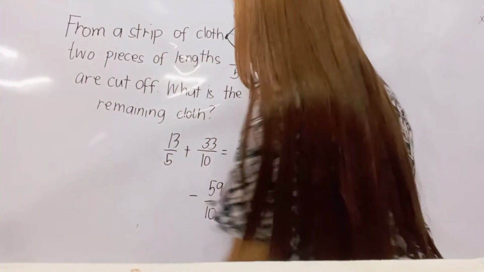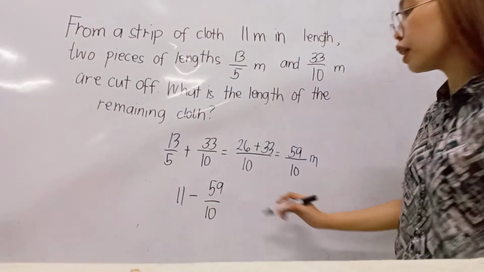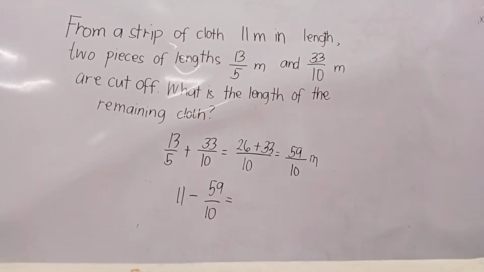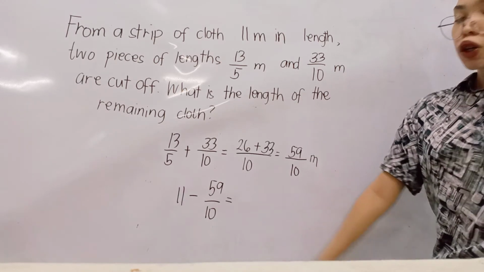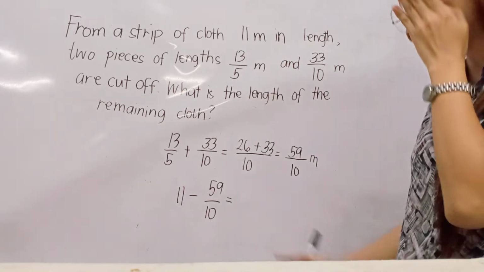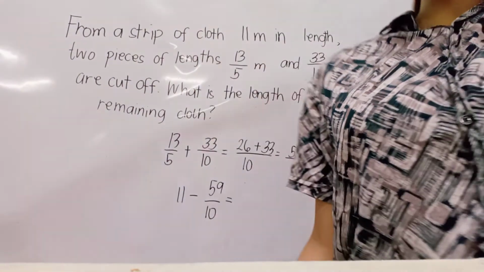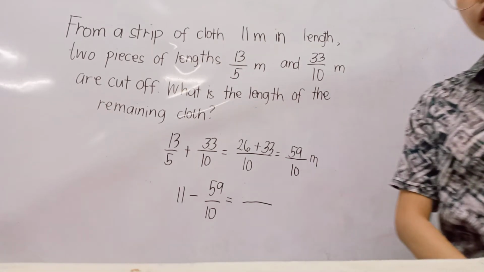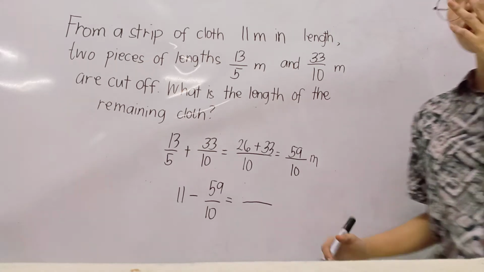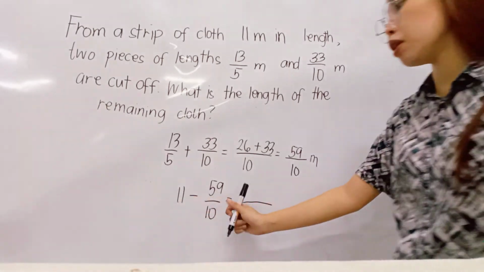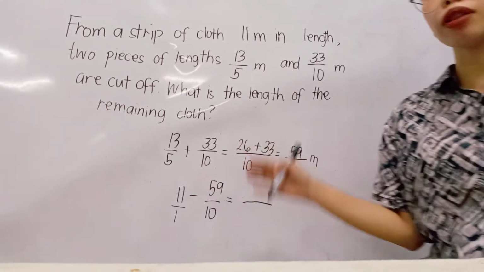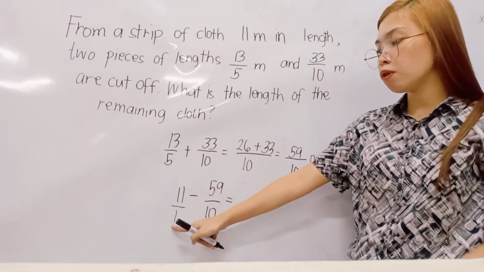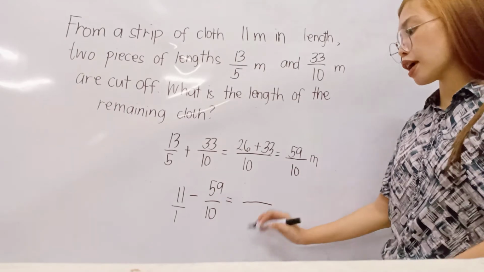Nabalik ko na yung meters. So 11 minus 59 over 10. Okay, so what are we going to do with this equation? First, in solving this equation, we have to get the LCD because they have different denominators. So let us remember that all whole numbers have the denominator of 1. Yan, may invisible denominator siya ng 1. So we have 1 and 10. What is the LCD? The LCD is 10.